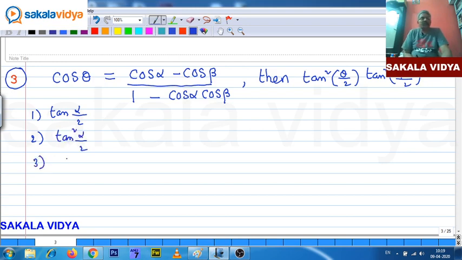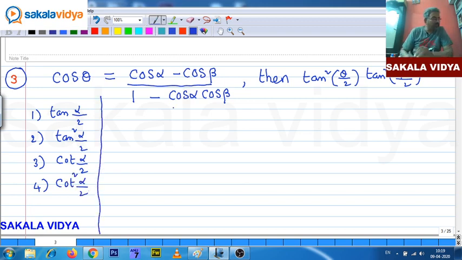Third option is cot of alpha by 2. Fourth option is cot square alpha by 2. So, one of the viewers here asked about the CD rule. Now, I am going to explain the CD rule itself only.